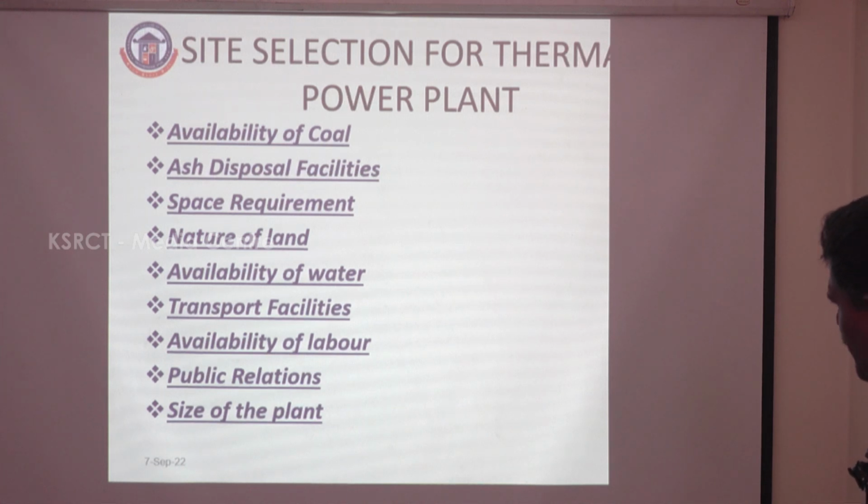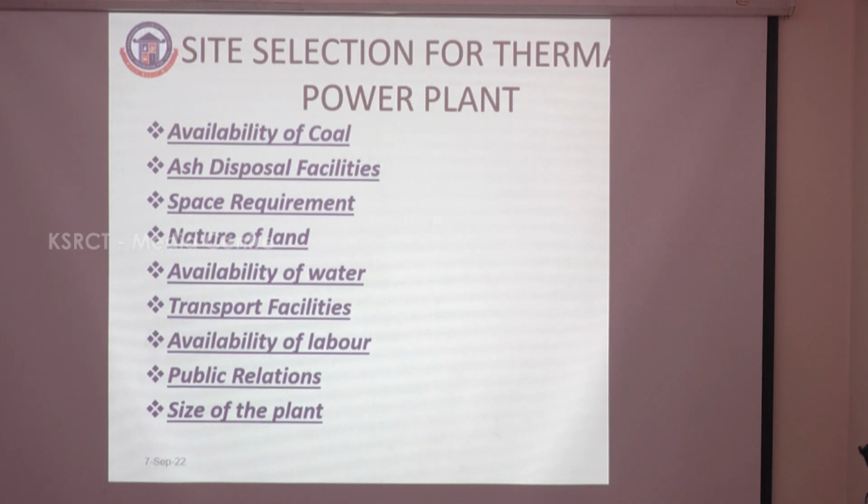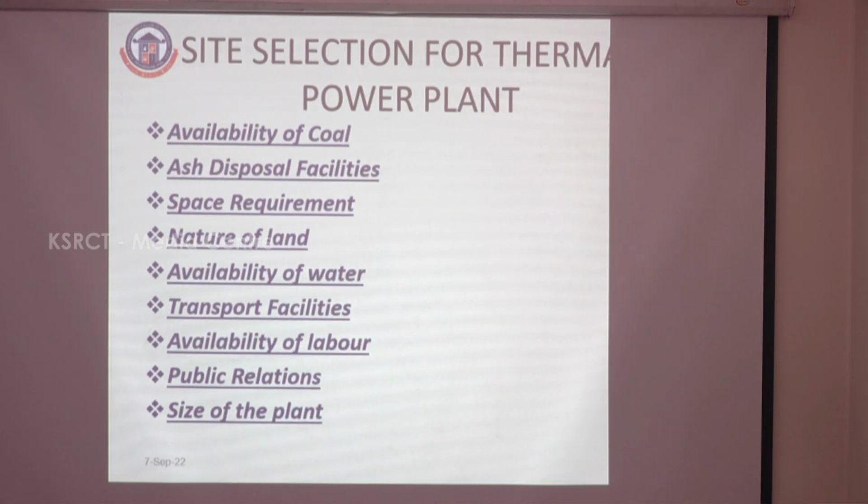Next, availability of labor. The cheapest labor is a must to install this steam or thermal power plant. Next, public relations. Public relations means that in some states, the public frequently goes on strike. So at such places, this type of power plant is not installed. But in Tamil Nadu, there is no problem installing this type of power plant. Next, size of the power plant.